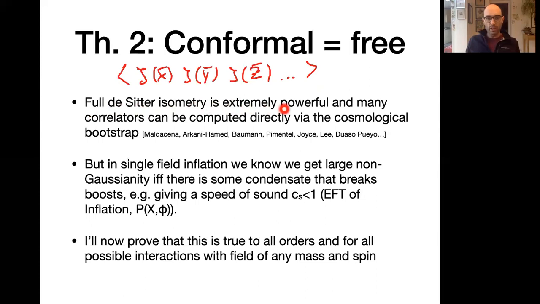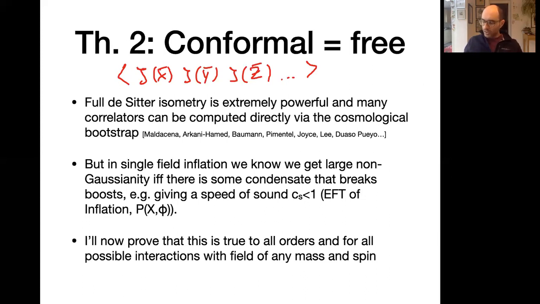In fact, people over the years, very many groups and collaborations, have noticed that if you use the full de Sitter isometries, you can compute many correlators much more easily using the symmetries themselves, because they restrict the possible form of the answer so strongly. This has been done starting already maybe 15 years ago. Maldacena and Pimentel computed the three-point function for gravitons, and then very many other people have computed three-point functions involving scalars. Most recently, there has been perhaps a more systematic approach on how to proceed with that.